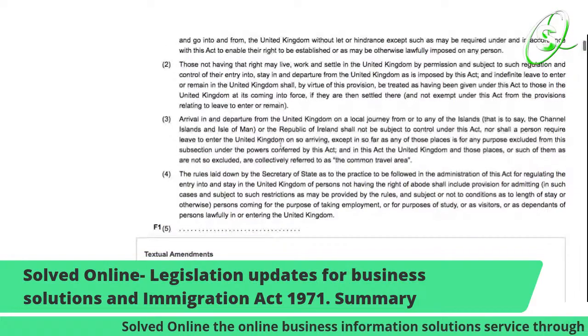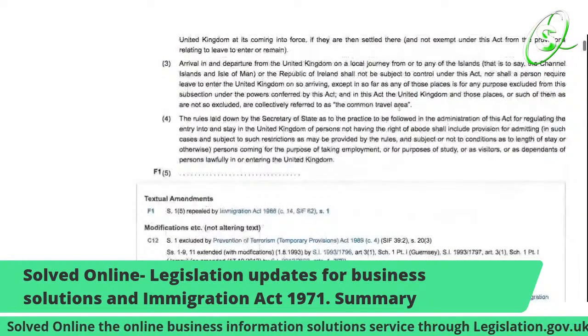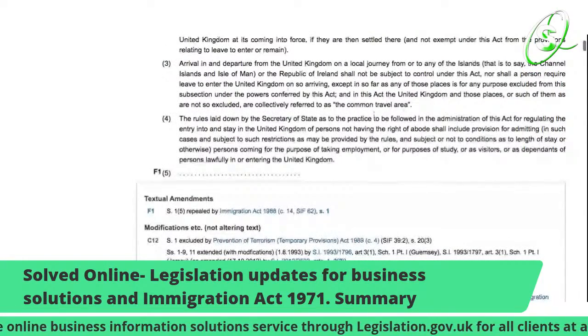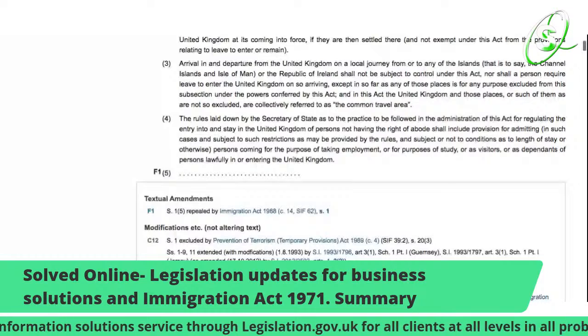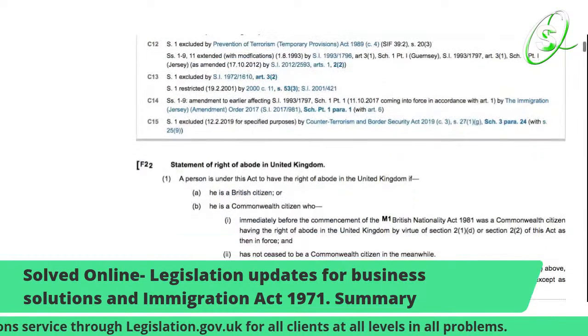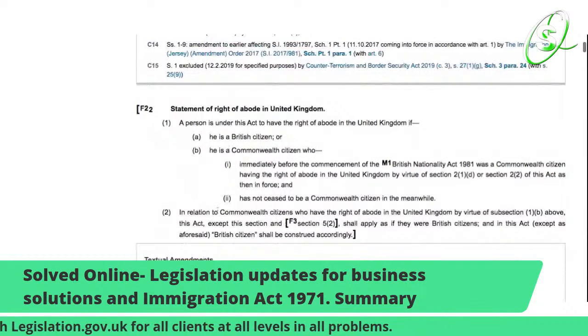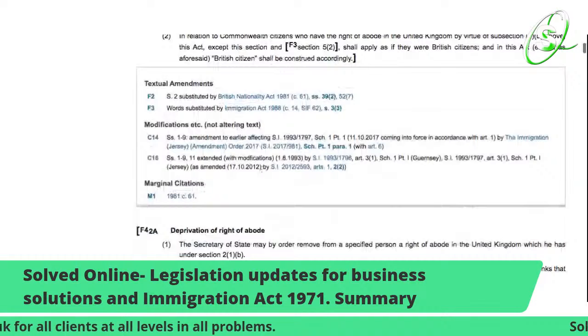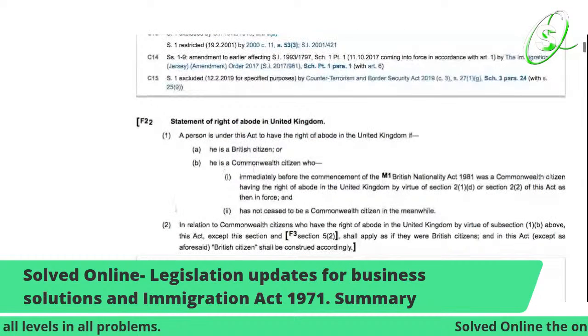And like I said, this is talking about the entrance and the common travel areas, they are very important. So this is also important, just to gain understanding of what they're talking about. The statement of right of abode in the United Kingdom.